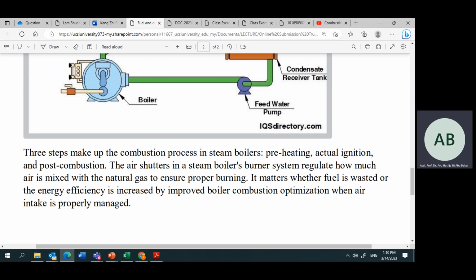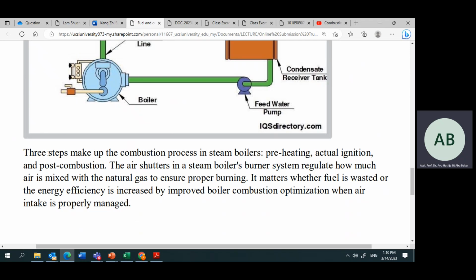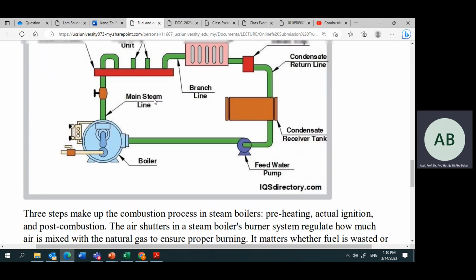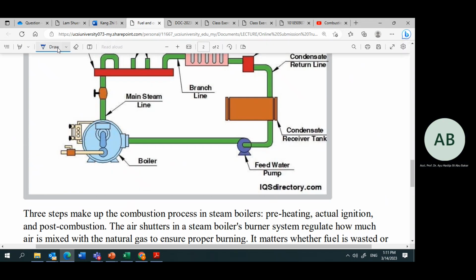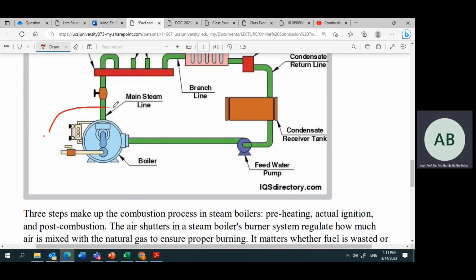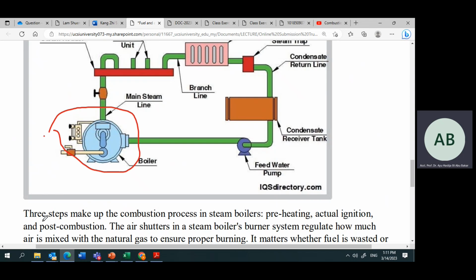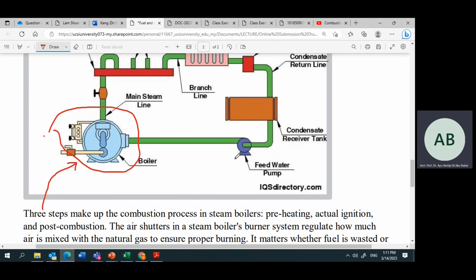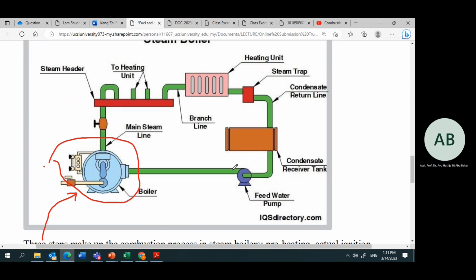The explanation here explains the combustion process at the boiler. So that means the combustion process occurs at this place. The description over here refers to this part. The rest of the line over here explains the flow of the heated steam.